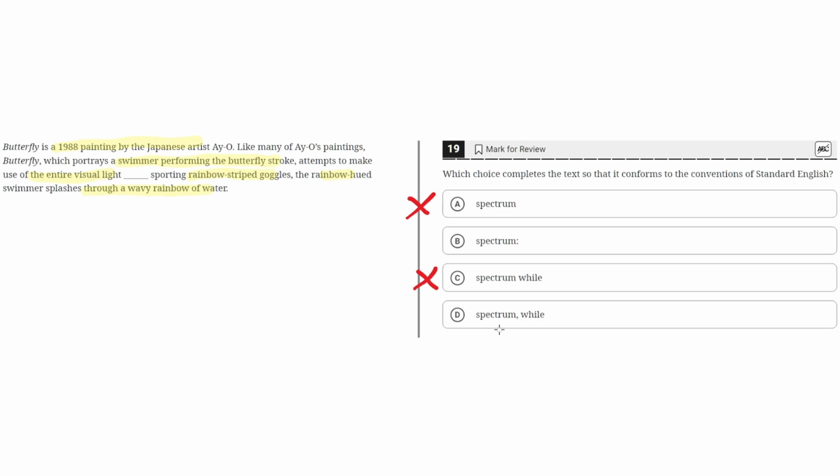D. Spectrum, comma, while. This is incorrect because although it does use the comma, while isn't a conjunction that works here. This would result in a comma splice, where this comma would attempt to connect two independent clauses. So because of this, D is incorrect. Furthermore, the while, as before, doesn't properly highlight how the second part of this sentence is an elaboration on what was said earlier. Therefore, the correct answer is B.